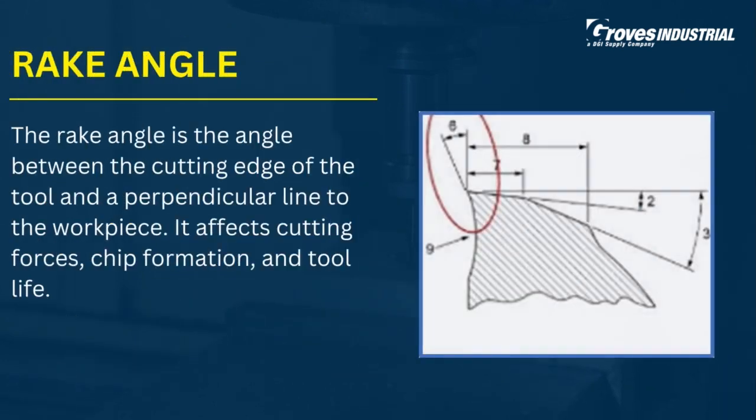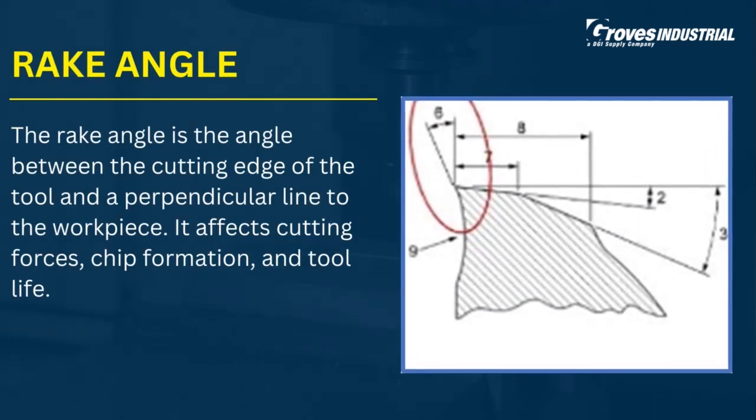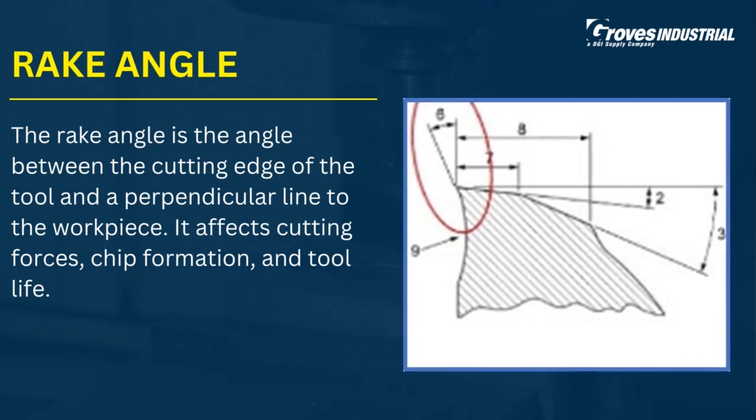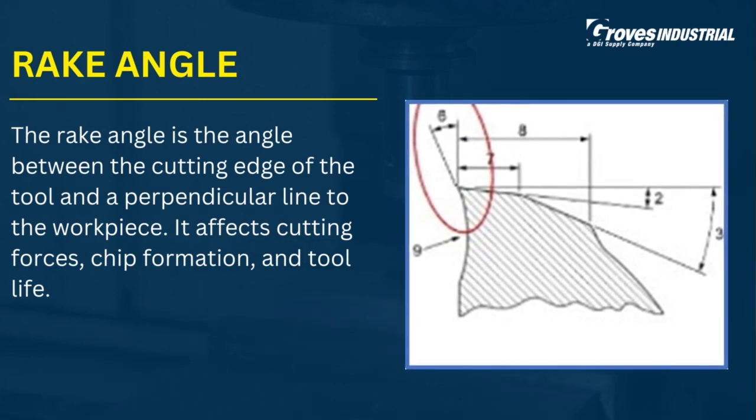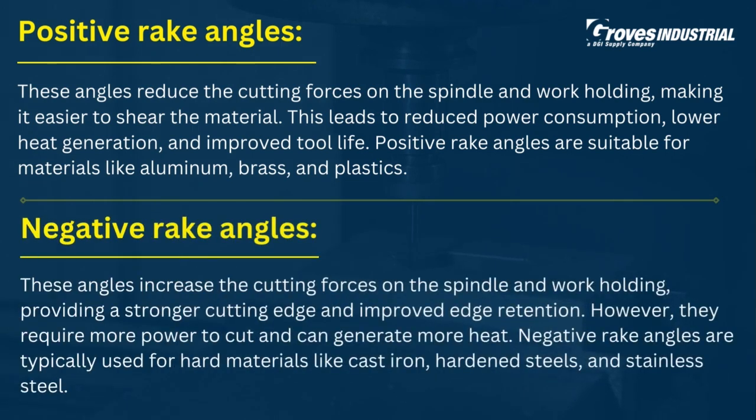Rake angle. The rake angle is the angle between the cutting edge of the tool and a perpendicular line to the workpiece. It affects cutting forces, chip formation, and tool life. Positive rake angles. These angles reduce the cutting forces on the spindle and work holding, making it easier to shear the material. This leads to reduced power consumption, lower heat generation, and improved tool life. Positive rake angles are suitable for materials like aluminum, brass, and plastics.